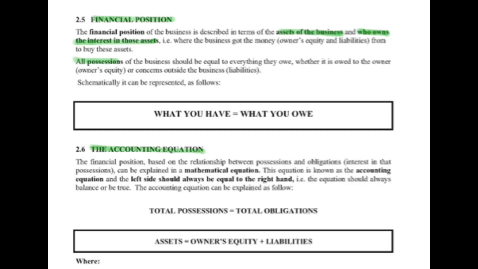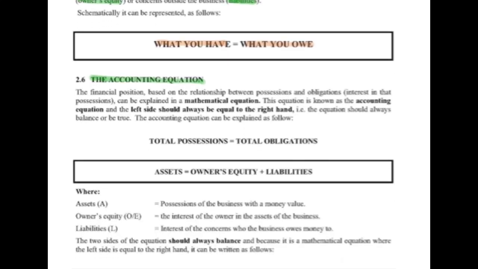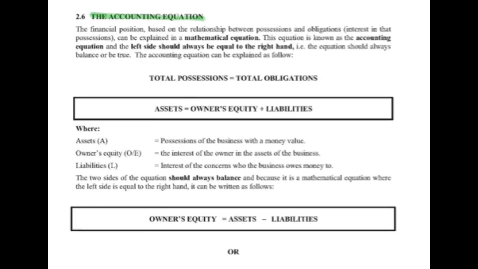So all possessions of the business should be equal to everything they owe, whether it is owed by the owner, and that we call owner's equity, or concerns outside the business, and that we call liabilities. So schematically, it can be presented as follows. What we have equals what we owe. And normally what we have is known as assets, and what we owe is known as owner's equity plus liability. So from there, we derive then the accounting equation.